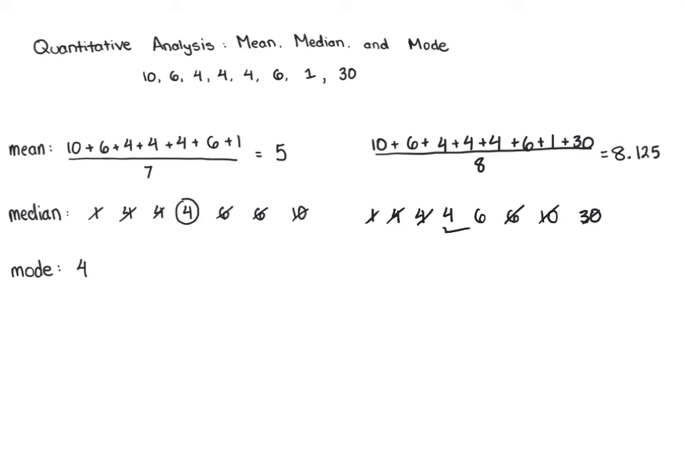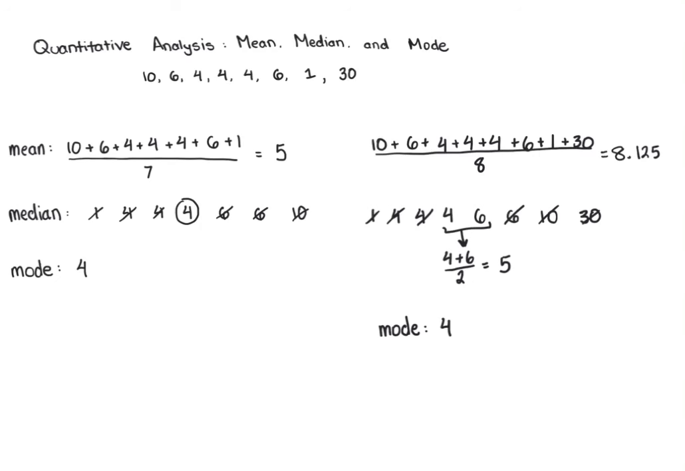Now notice we have 2 numbers left in the middle. When this happens, the median will be the mean of these 2 numbers. So we'll do 4 plus 6 divided by 2, which gives us our new median of 5. Notice that the median has changed a little bit, but not as drastically as the mean has changed. Finally, let's look at the mode. The mode is the number that occurs most often, and here it's still 4.